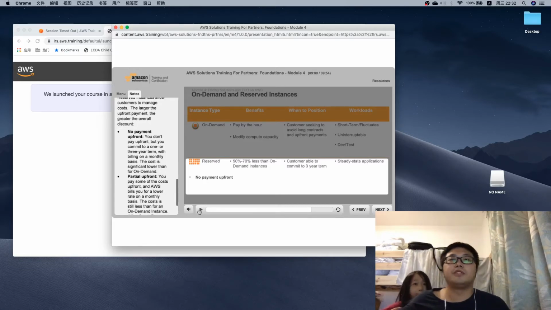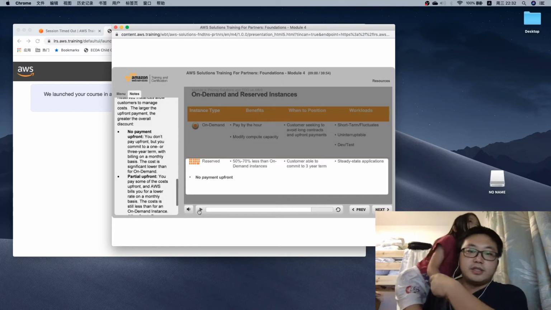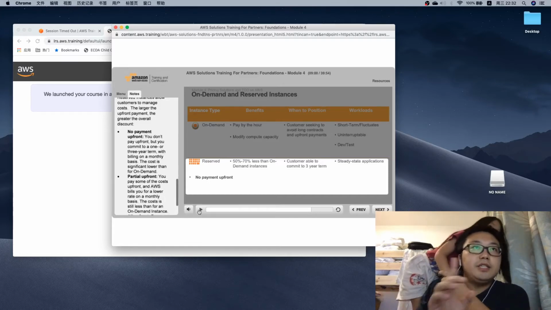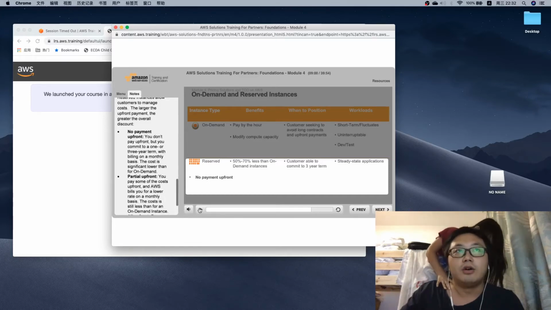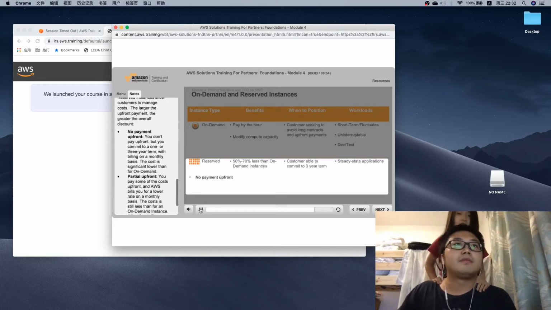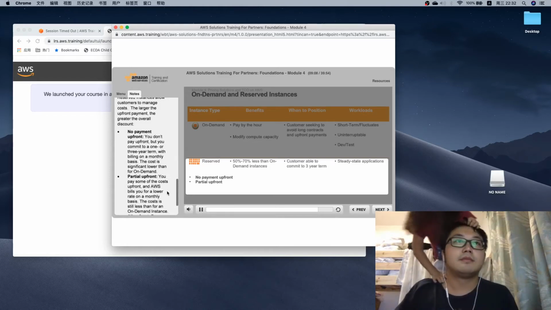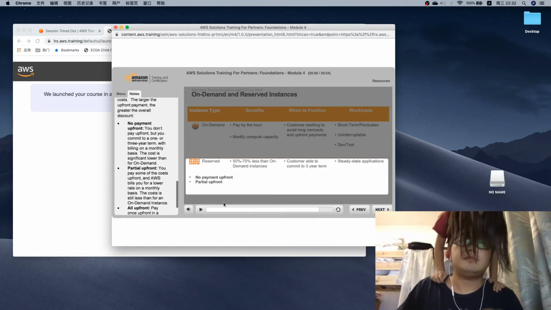Cost is significantly lower than on demand. Partial upfront. You pay some of the costs upfront, and AWS bills you for.